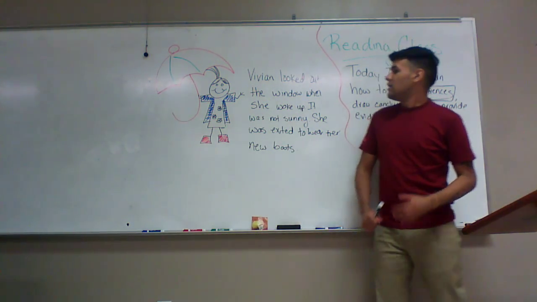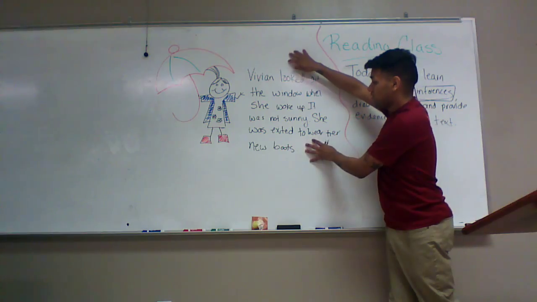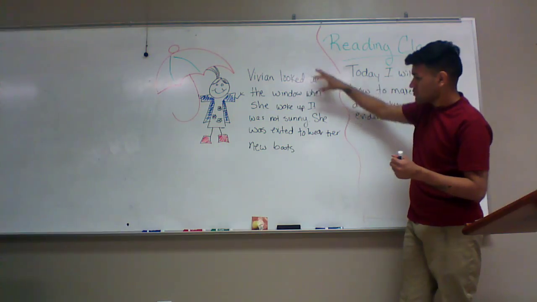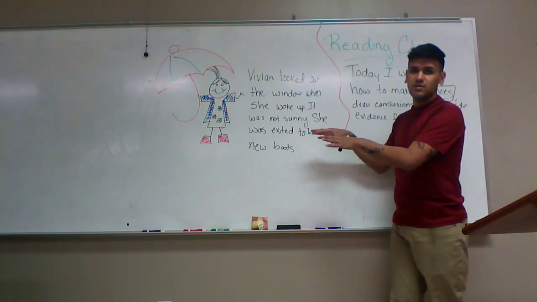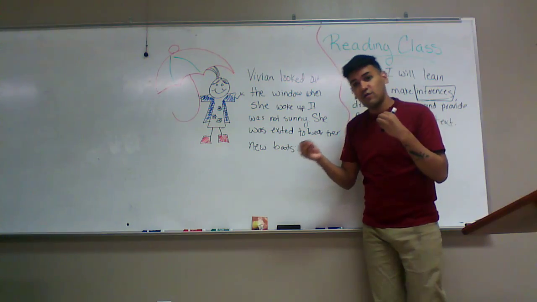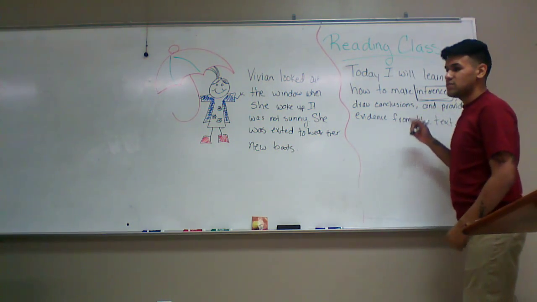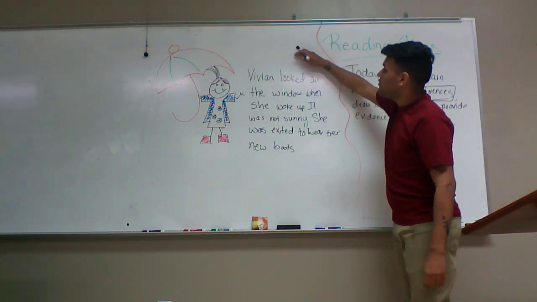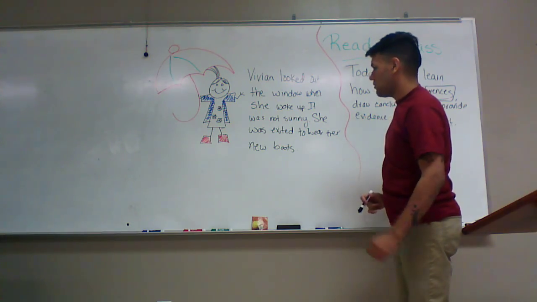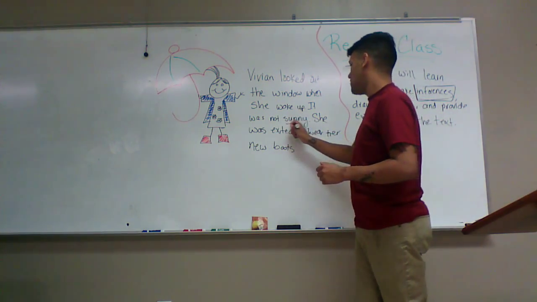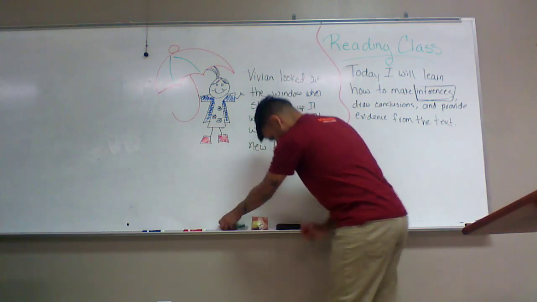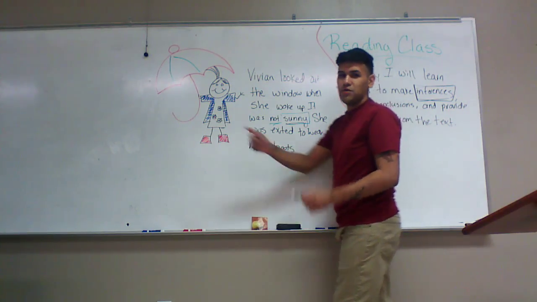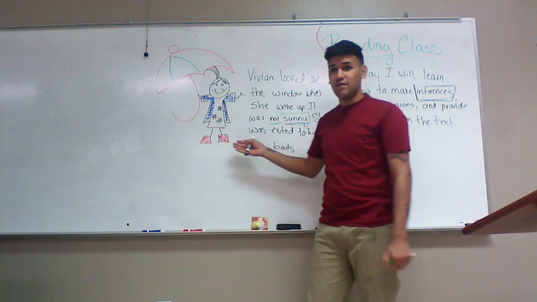So this prompt doesn't tell us exactly what's happening outside, but when you look for clues in the text, you can kind of infer what's happening, and that is inference. It's not a prediction, it's an educated guess. Okay, guys? So, Vivian looked outside the window when she woke up. It was not sunny. So right away, we know she's not using the umbrella because it's sunny outside, because it's not sunny outside, correct?